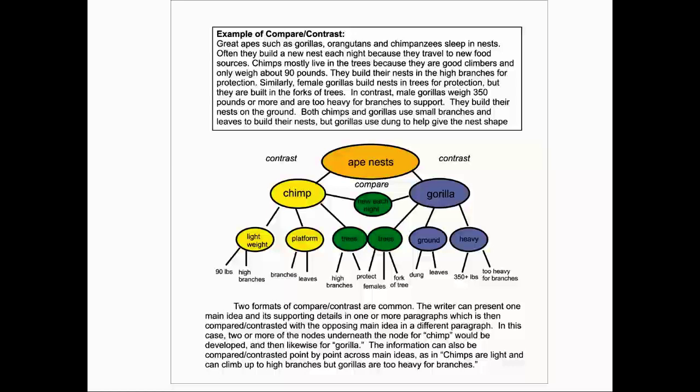In contrast, male gorillas weigh 350 pounds or more, and are too heavy for branches to support. They build their nests on the ground. Both chimps and gorillas use small branches and leaves to build their nests, but gorillas use dung to help give their nest its shape. Kids love that one.